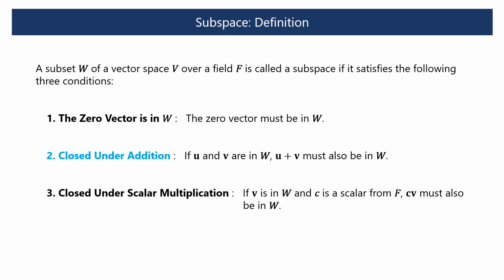The second condition is closed under addition. It means that if vectors u and v are in W, their sum u plus v must also be in W. The third is closed under scalar multiplication. It means that if v is in W and c is a scalar from F, c times v must also be in W.